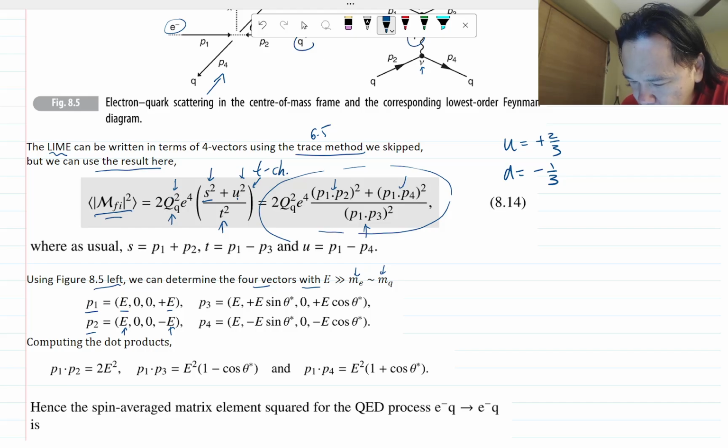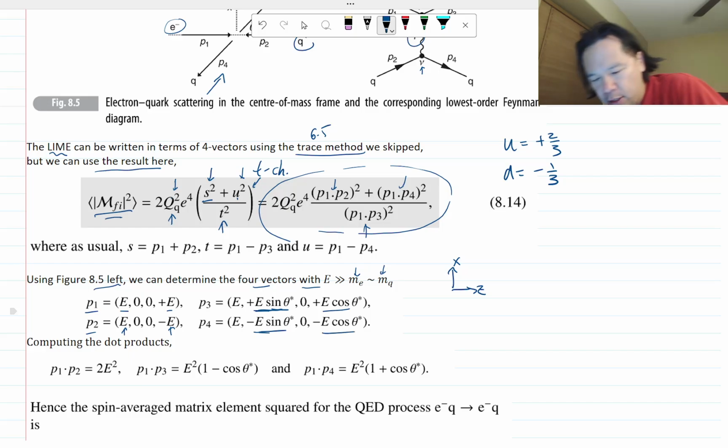When these things scatter off each other, we're going to be scattering off the z-axis. You'll gain some x component for the electron, and you'll get the negative of that for the quark. And then you have a fraction of the momentum left in the z direction quantified by cosine theta.